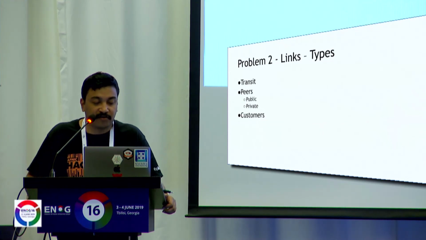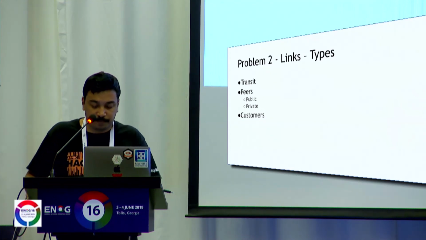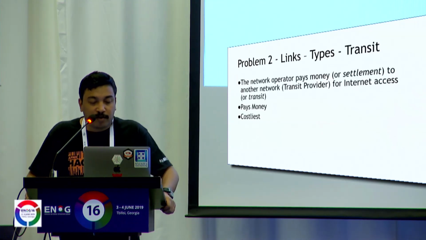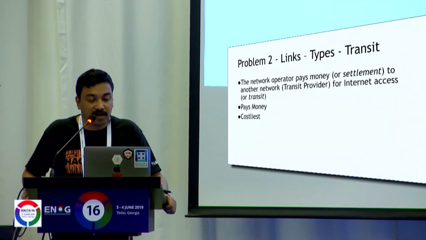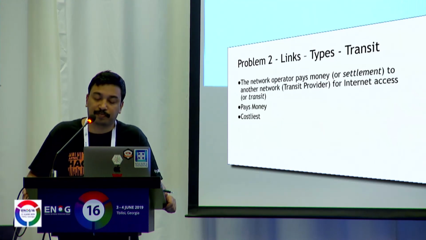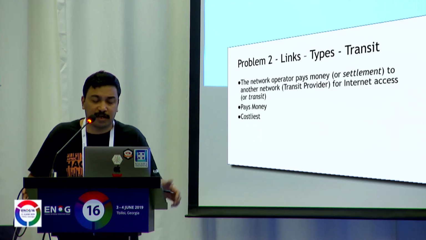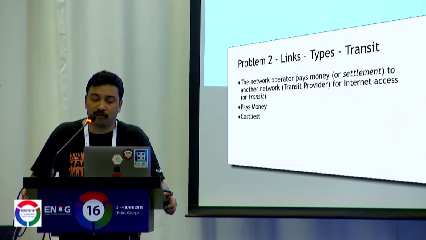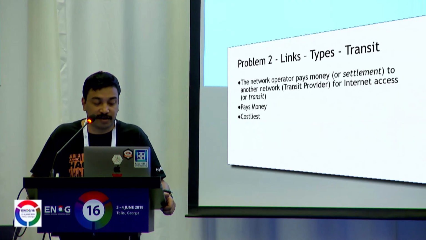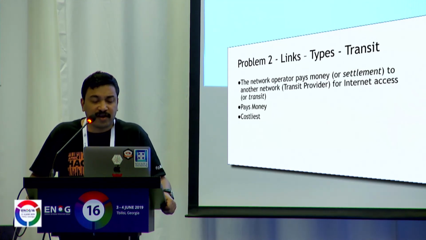So we have transit routes, we have peering routes, peering maybe public or private, and then we have customer routes. But if we're moving forward, we need to understand the financial terms too. For the transit type, a network operator pays money or settlement to another network or transit provider for accessing the internet. If you have an idea about tier one providers, there are actually 11 or 12 tier one providers in the whole world right now who do not pay each other to connect to their networks, and that's how they are getting transit towards the internet. So for a transit link, you're actually paying money. That's why a transit link is always the costliest one.